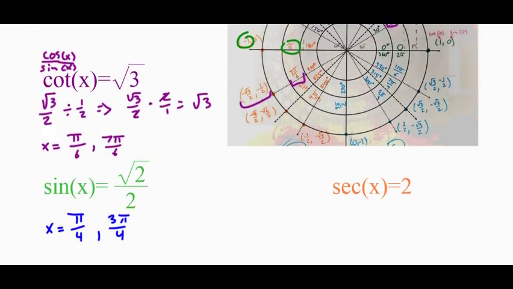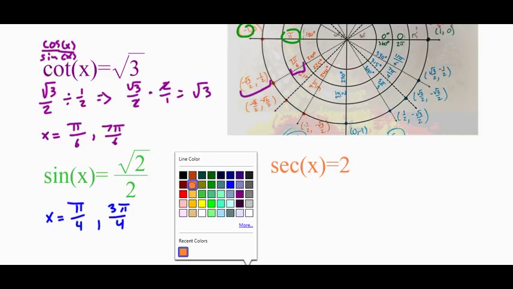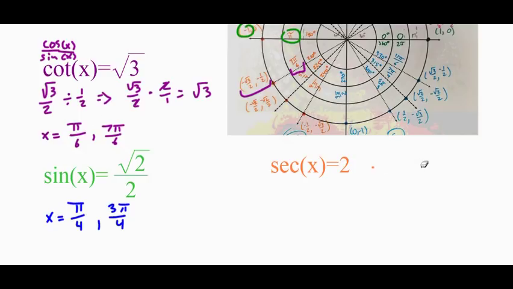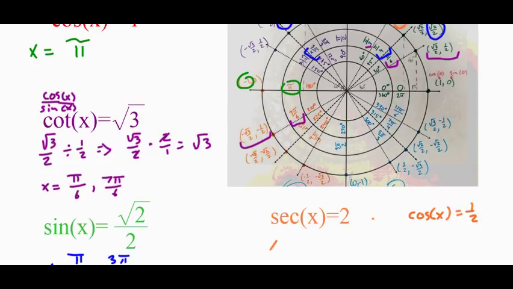Let's do one more. Let's do secant of x equals 2. Just a refresher again that secant is the reciprocal of cosine. So I'm basically going to be looking for when cosine is equal to 1/2. Looking at my unit circle, starting here, I've got one right there. Cosine is 1/2. So my first solution is pi over 3.